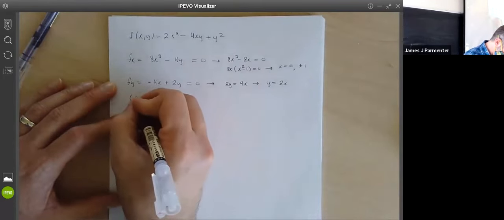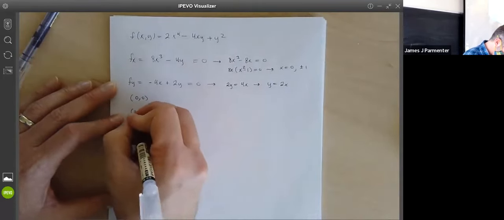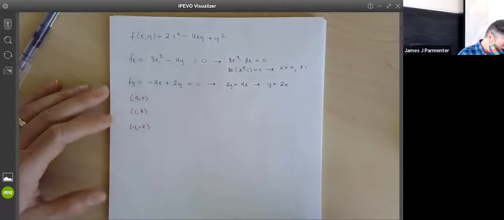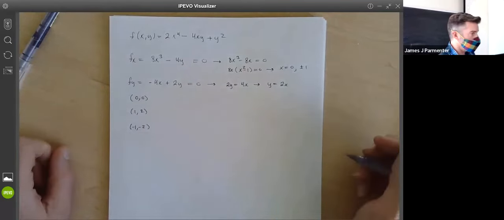So I'm going to get three points. When x is 0, y is 0. When x is 1, y is 2. When x is negative 1, y is negative 2. So those are my three critical points.